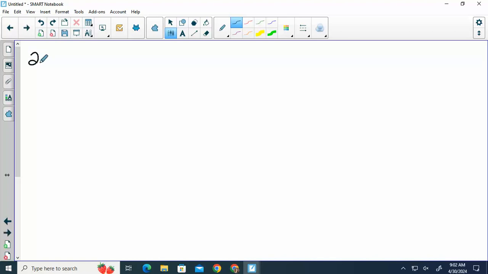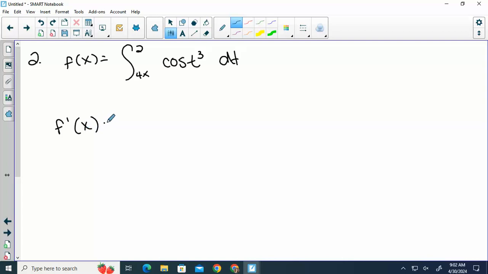Okay, so problem number 2. The function is the integral from 4x to 2 of cosine t cubed dt. And I'm asking for f prime of x. Okay, the problem is, even if you tried to integrate this, it's not going to work.